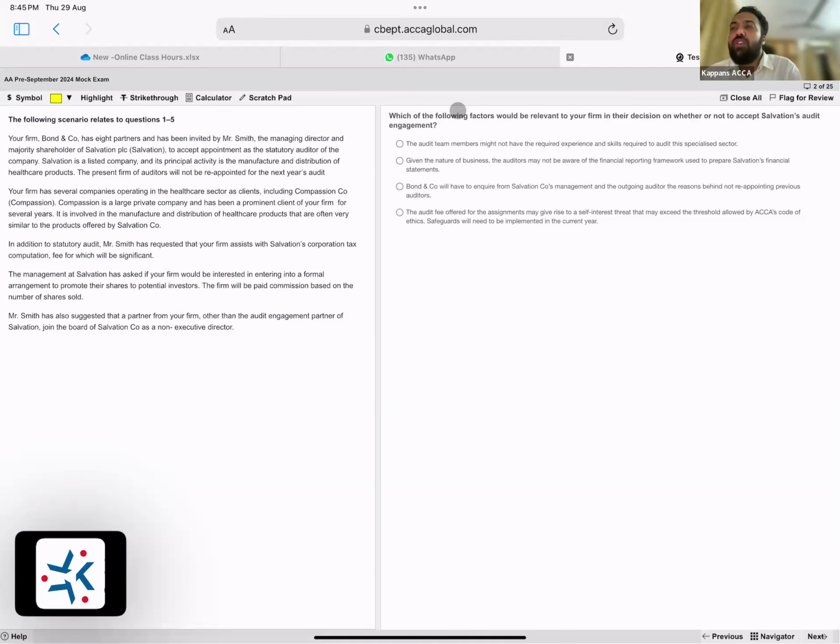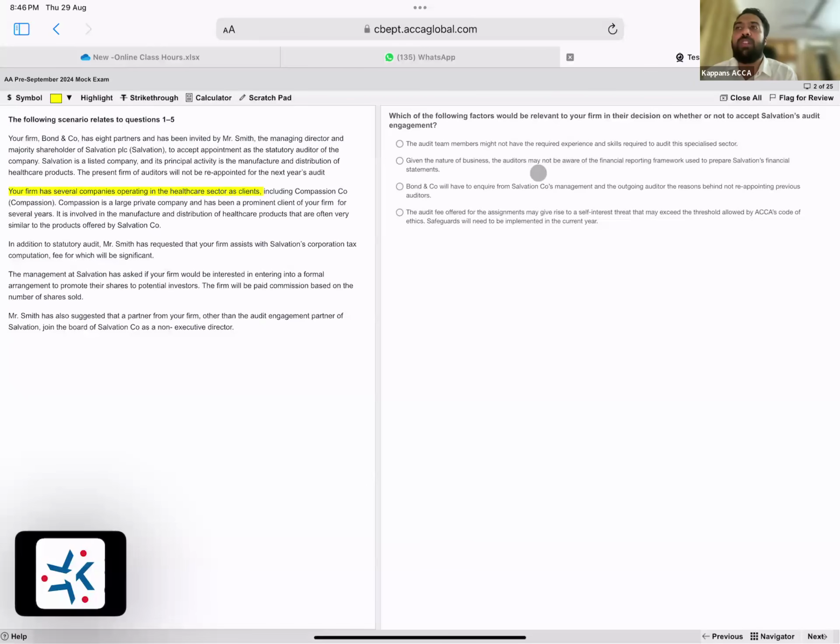So the first one is, which of the following factors would be relevant to your firm in their decision on whether or not to accept audit engagement? The first statement says that audit team members might not have required experience. That is entirely false. The second paragraph of the scenario very clearly says that your firm has several companies operating in the healthcare sectors. So already the audit team members will be quite familiar with the healthcare sector, which is basically Salvation's business. So that is wrong.